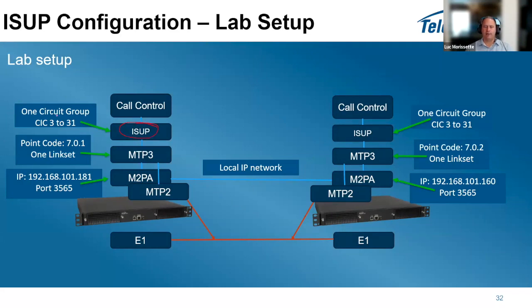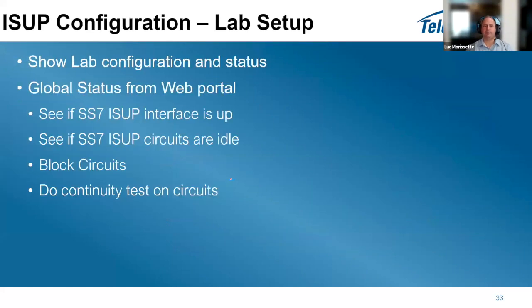So you have the circuit groups here, CIC 3 to 31, which also reference here. So both of them talk to each other like this, but the messages actually go down this way and all the way back up. I'm using the point code 701 on MTP3 and also at the ISUP level. Okay, so it's the same point code we're using here, and it's 702 for this side here. You see, I can either use MTP2 going over E1 or M2PA going over IP network, so both are possible. So let me show you the lab setup.